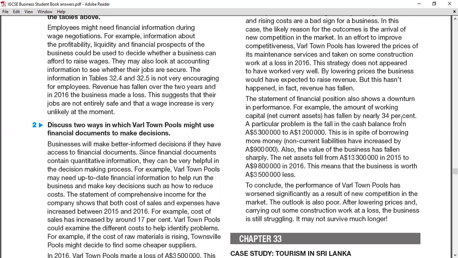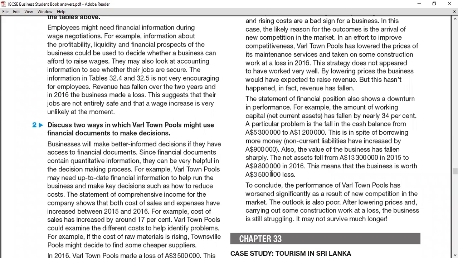The net current assets, which is the working capital position, means the cash balance has also gone down from 5.3 million to 1.2 million Australian dollars. So again, that's why I told you, you can get some indication from there. This is a sharp fall of the current assets. As a result of that, there will definitely be working capital problems, and non-current liabilities have increased by 900,000, which means the value of the business has fallen sharply from 13.3 million to 9.8 million.